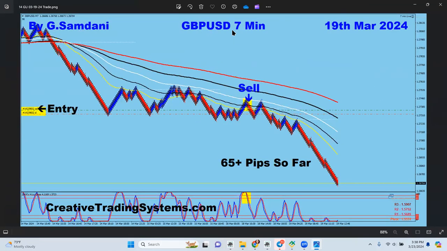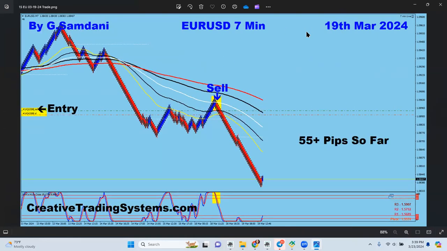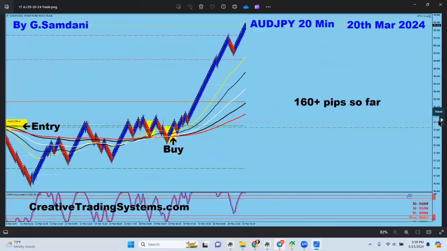This one you can see is a pound Aussie from the 7-minute chart. Sell orders right there, all the way down 65 pip, small trade, but something, right? It's all the 19th, by the way. So many trades on the 19th. Euro USD is from the 7-minute chart, also down 55 pip.